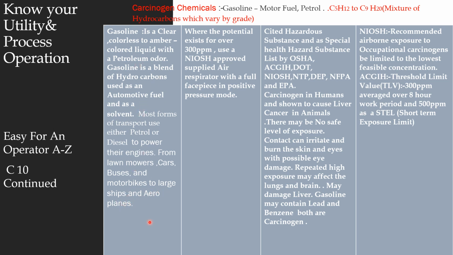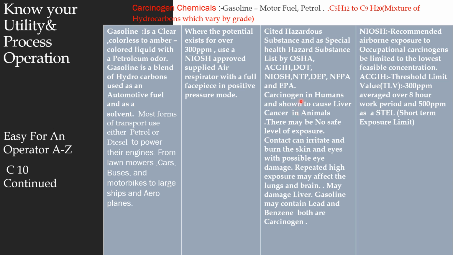So you might have seen the uses of petrol. Without petrol, there is no transportation. So petrol is used in all the petrol bunks and in the distillation industries, or rather the refinery industry, where it is produced or manufactured. Now we can see the other details. It is cited as a hazardous substance and as a special health hazard substance by OSHA, ACGIH, DOT, NIOSH, NTP, DEP, NFPA, and EPA.